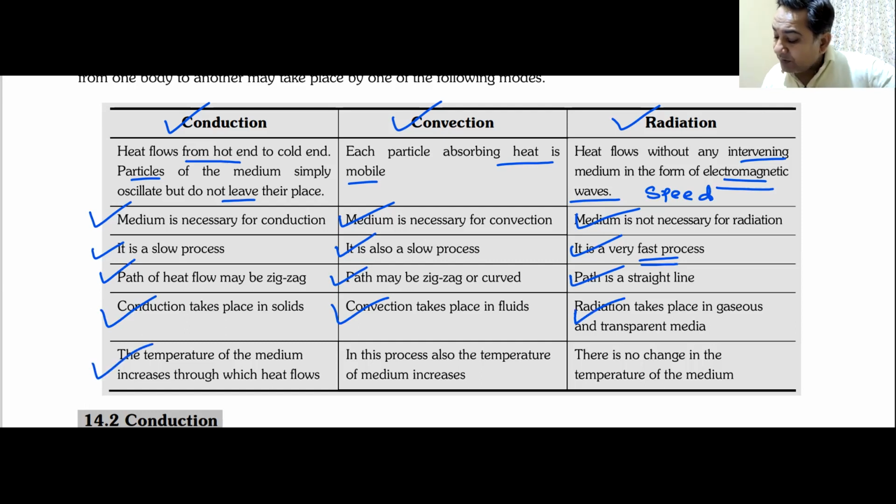In conduction, the temperature of the medium increases. If you see from the hotter end to the colder end, I told you when it is steady state, the different sections will come to different temperatures. Those temperatures will be different from each other, but will remain constant. So the medium is getting heated up. In convection also, the intervening medium is getting heated up, but in radiation, no medium is getting heated up.